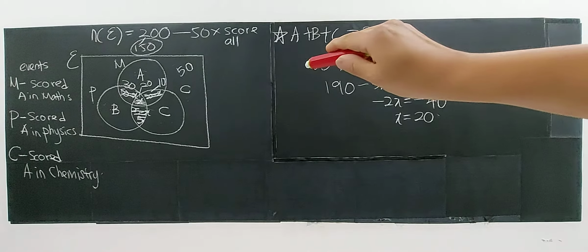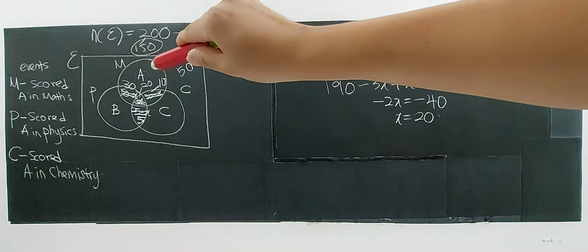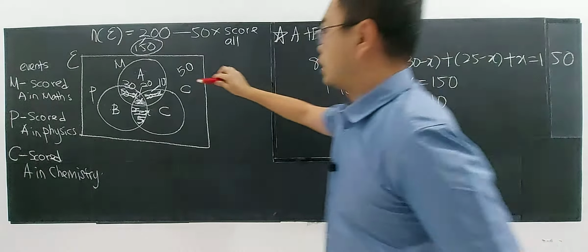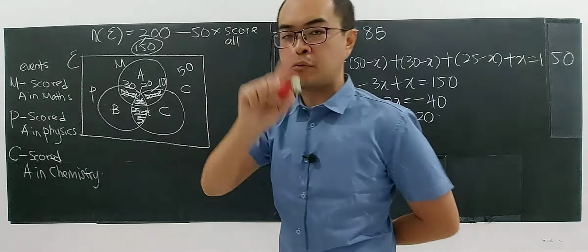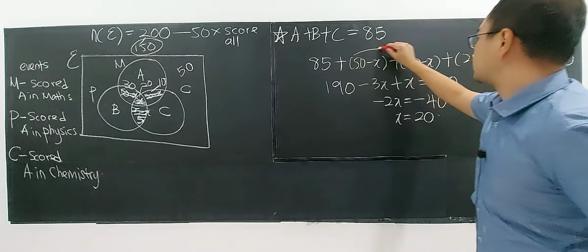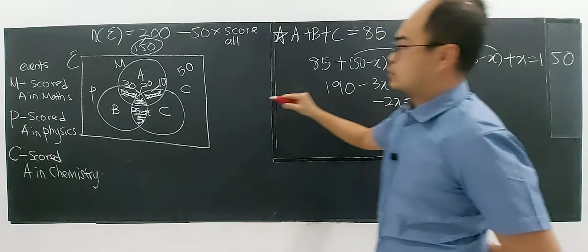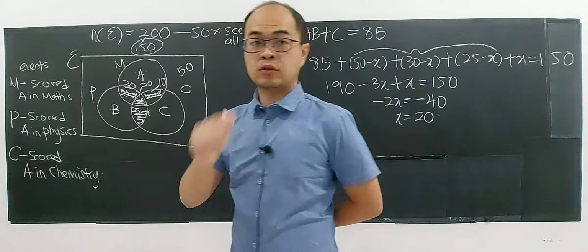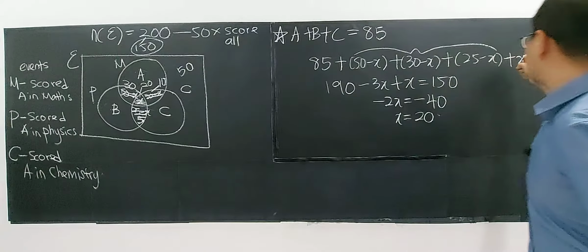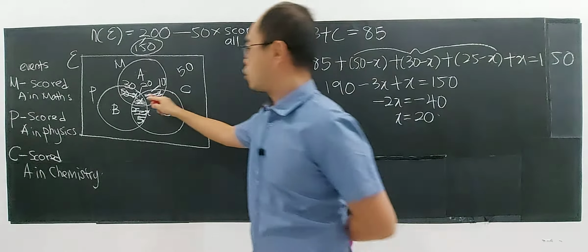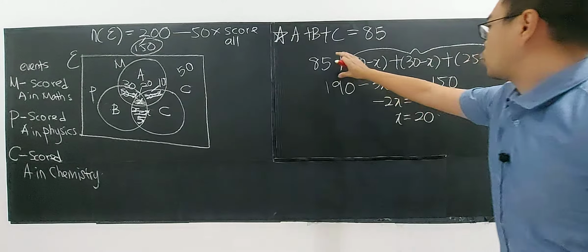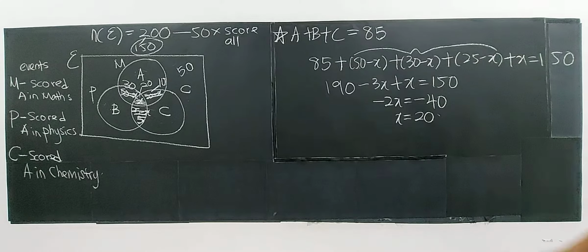Okay, I repeat again. The 85 is for the total students that score only A in 1 subject, this region. And this 3 section here is the one that scores in 2 subjects. And X is the one that scores A in the 3 subjects. So the total of this is 150. That's why you're getting X is 20.